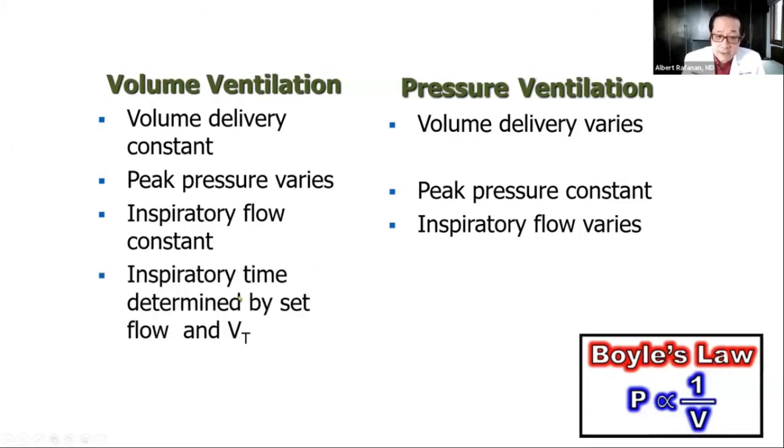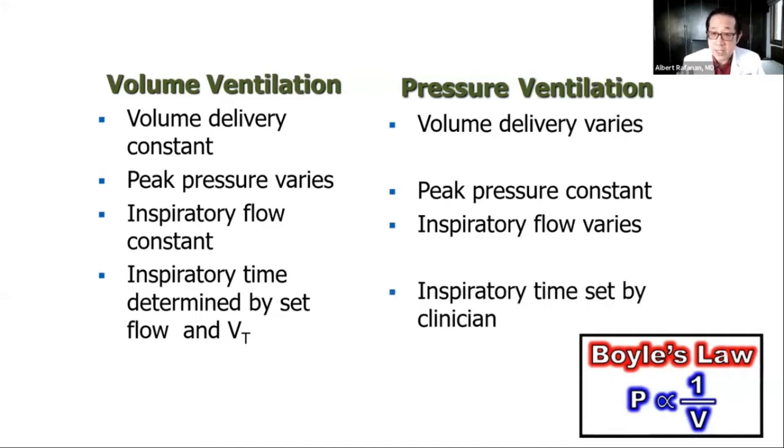So the inspiratory time is determined by set flow and tidal volume. The higher the tidal volume, the longer the inspiratory time it takes to give the volume. The faster the flow, the shorter the inspiratory time, right? You give the volume higher and faster, then the inspiratory time is decreased. While with pressure ventilation, as we said, it's a time cycled breath, so this is set by the clinician. In most ventilators, it's not really the time, but you can set the I:E ratio, 1:2, 1:3. But in pressure ventilation, inspiratory time is set by the clinician.